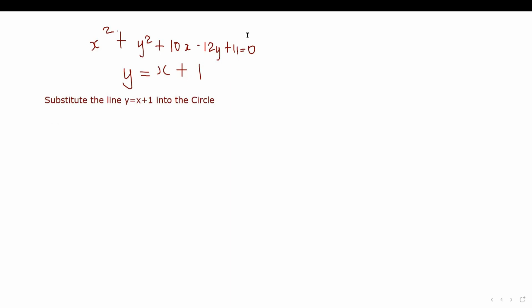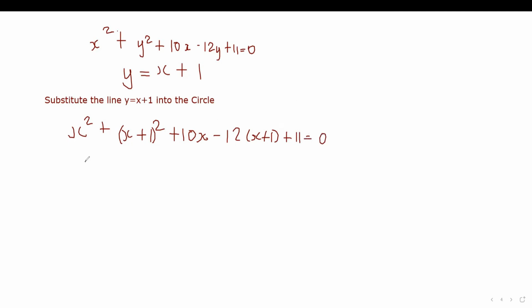By doing that, what we're going to get is x squared plus y, which is x plus 1, replace that with y up there, so x plus 1 all squared, plus 10x, minus 12y, which is minus 12 times x plus 1, plus 11, and that is equal to 0. That's what we have. Nice.